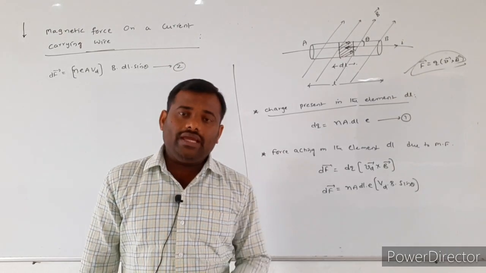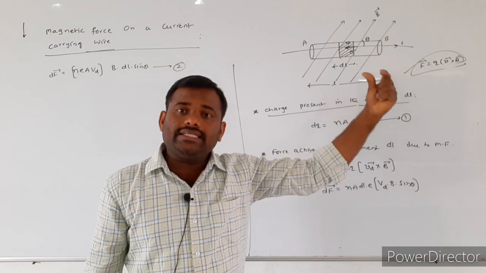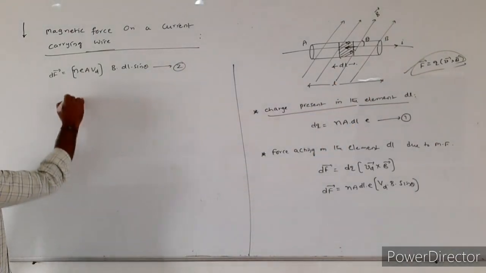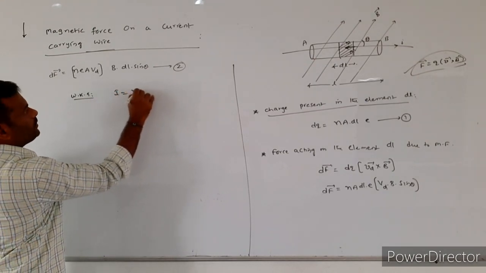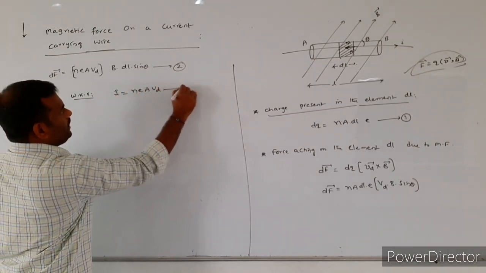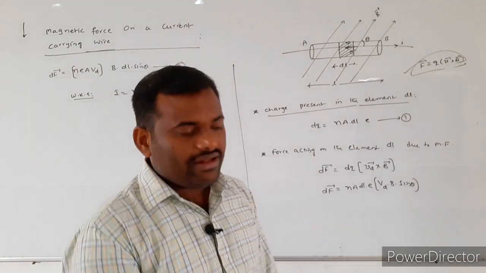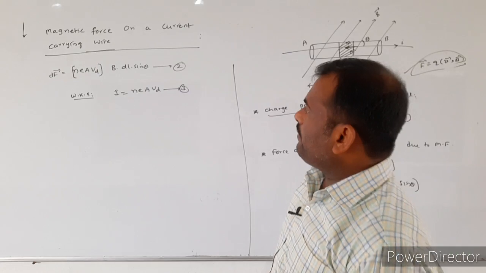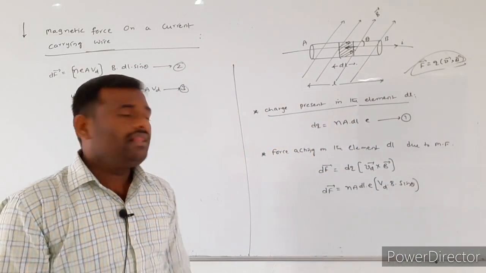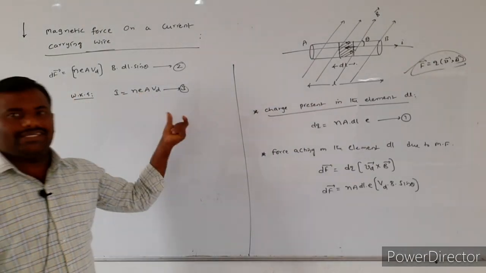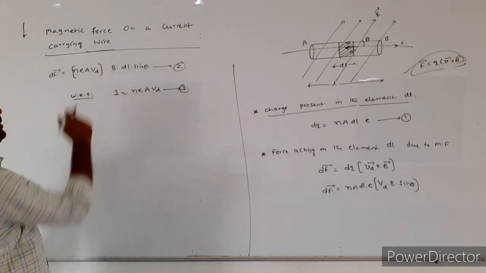Now, coming to current electricity, while we were discussing the drift velocity concept, we wrote a formula for the relation between current and drift velocity. So we know that current I is equal to N e A Vd, where N is the number of free electrons present per unit volume, e is the magnitude of the charge, Vd is the drift velocity, and A is the area of cross section.